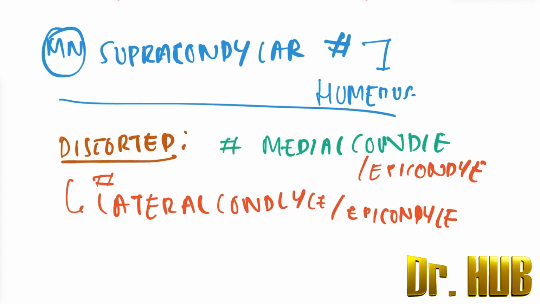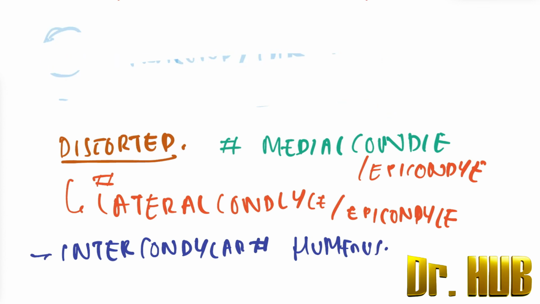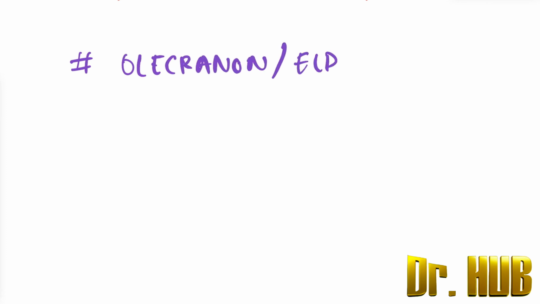Next is the intercondylar fracture of the humerus. Next is the fracture of the olecranon, and also the elbow dislocation.